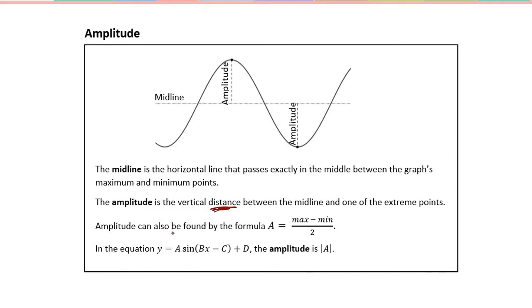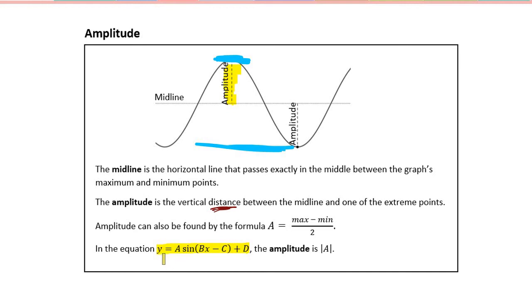Amplitude can be found by the formula maximum minus the minimum divided by 2. And this should make sense intuitively. Maximum minus the minimum would be the distance from as high as my graph goes to as low as my graph goes. And if I divide that by 2, then I have half the distance, which is my amplitude.